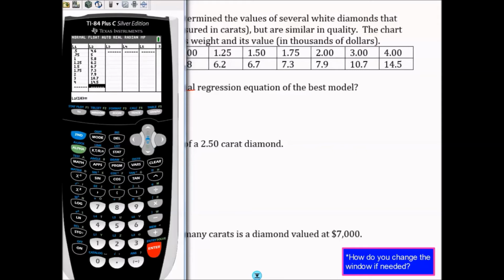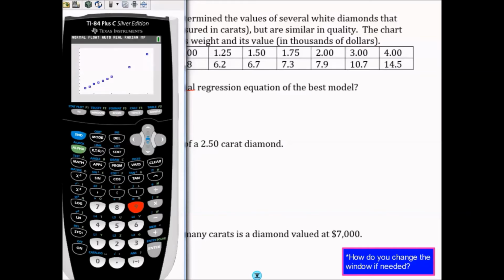Step 3 was to pick the best type of equation to model this data. But our problem tells us that we are going to do an exponential regression. So we don't really need to do step 3, but I'm going to show you how just in case. You click Zoom and then 9.